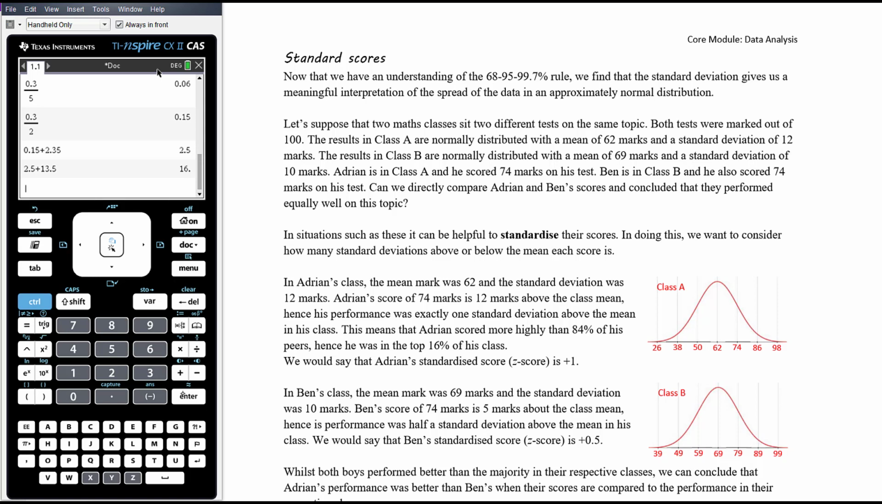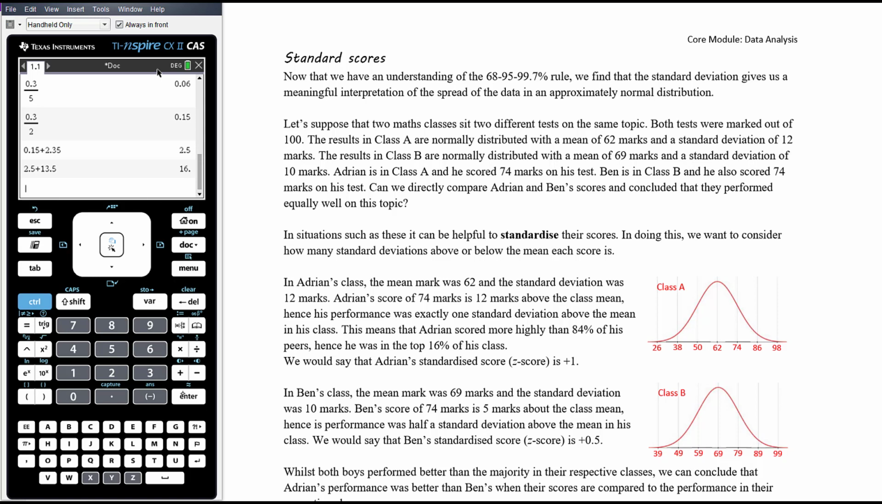So let's suppose that two maths classes sit two different tests on the same topic. Both tests were marked out of 100, and the results in Class A are normally distributed with a mean of 62 marks and a standard deviation of 12 marks, whereas the results in Class B are normally distributed with a mean of 69 marks and a standard deviation of 10 marks.